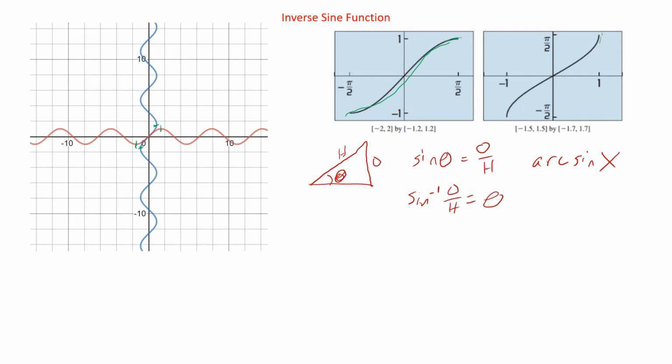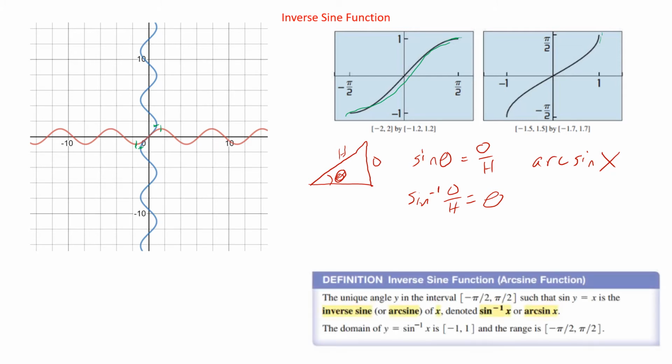So, some stuff about it. The unique angle y in the interval -pi/2 to pi/2, such that sine of y equals x, is the inverse sine or arc sine of x, denoted inverse sine x or arc sine, so it's both the things.